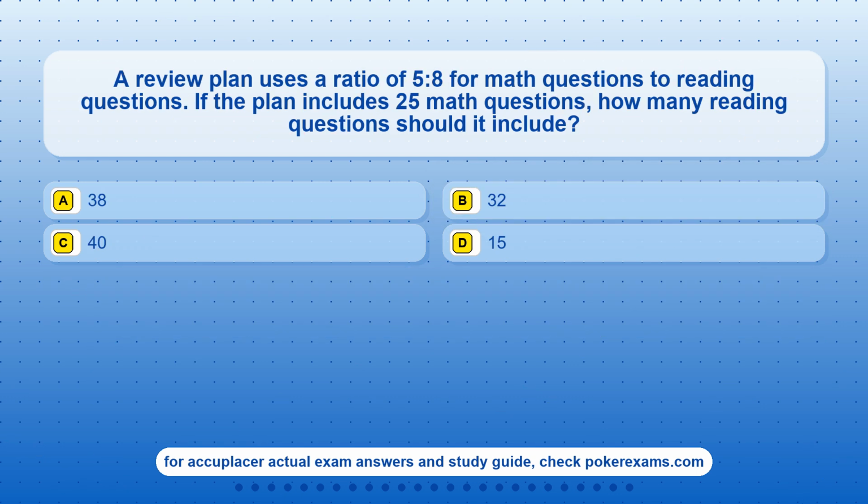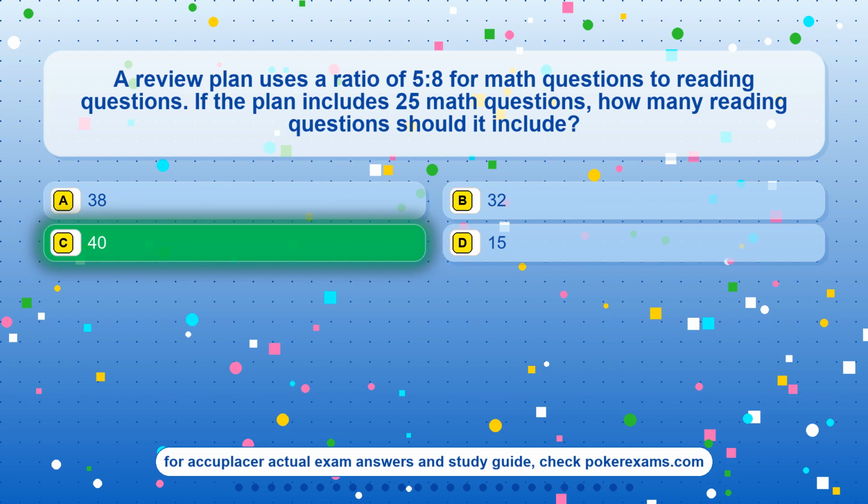Question 2. A review plan uses a ratio of 5 to 8 for math questions to reading questions. If the plan includes 25 math questions, how many reading questions should it include? Option A, 38. Option B, 32. Option C, 40. Option D, 15.